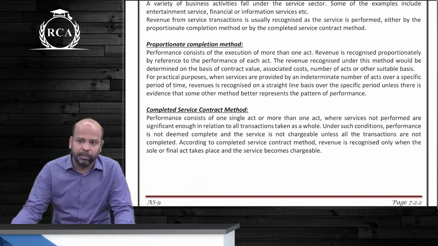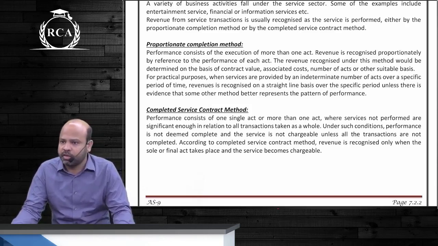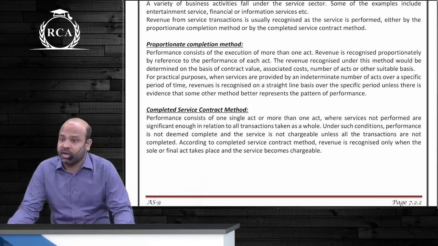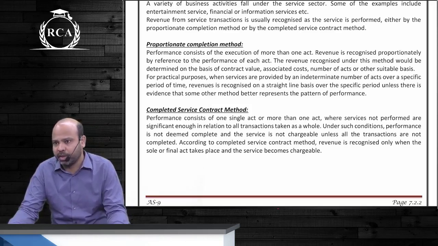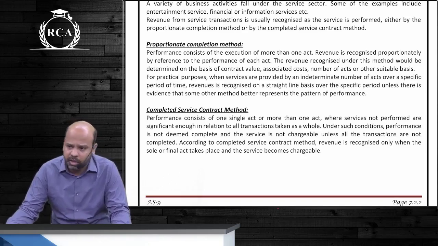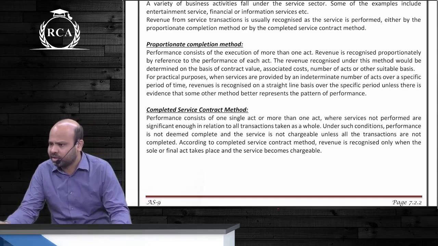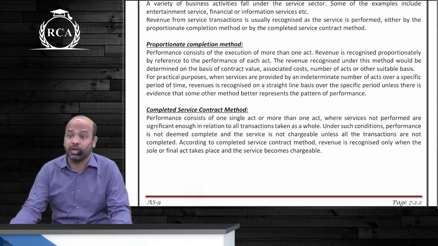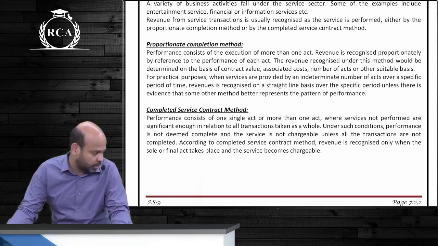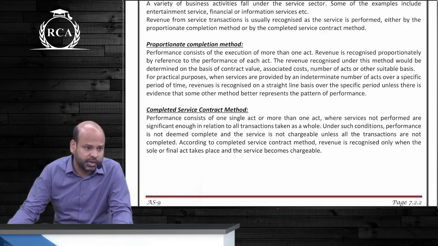One is completed service method. The other one is proportionate service method. If the service that is being rendered as such is on a recurring basis, you will have to book revenue on proportionate completion method. The example for this was internet subscriptions, telecom subscriptions. If you are paying a prepaid amount for the entire year, shouldn't they book revenue on a proportionate basis? Or gym memberships also, the other person has to book revenue on a proportionate basis.